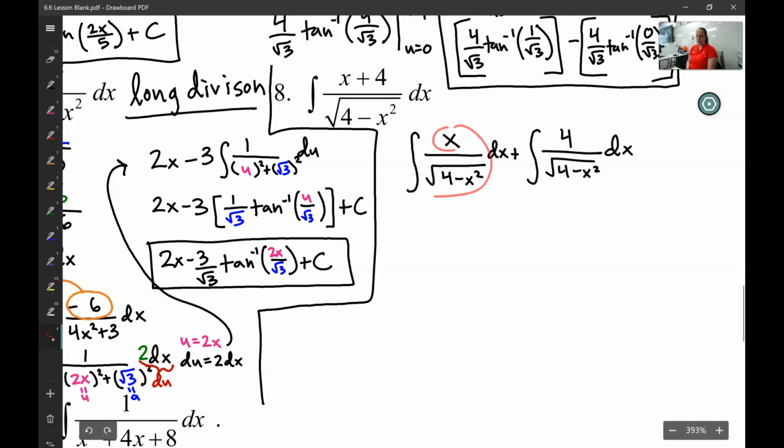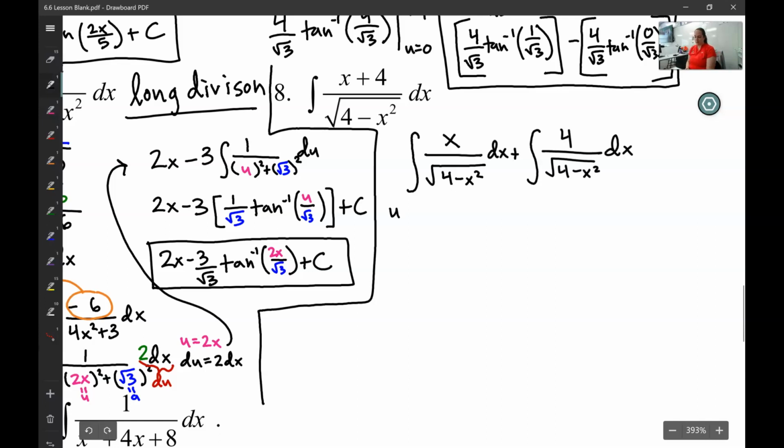This one, because it has this variable up here, my first instinct is not an inverse trig. However, I can see if I make this u, the derivative of that would be negative 2x. Well, I could add a negative 2 to that, and there's my derivative. So, my instinct would be a u substitution. So I want you to pause the video and try that part out. Let me get you started.